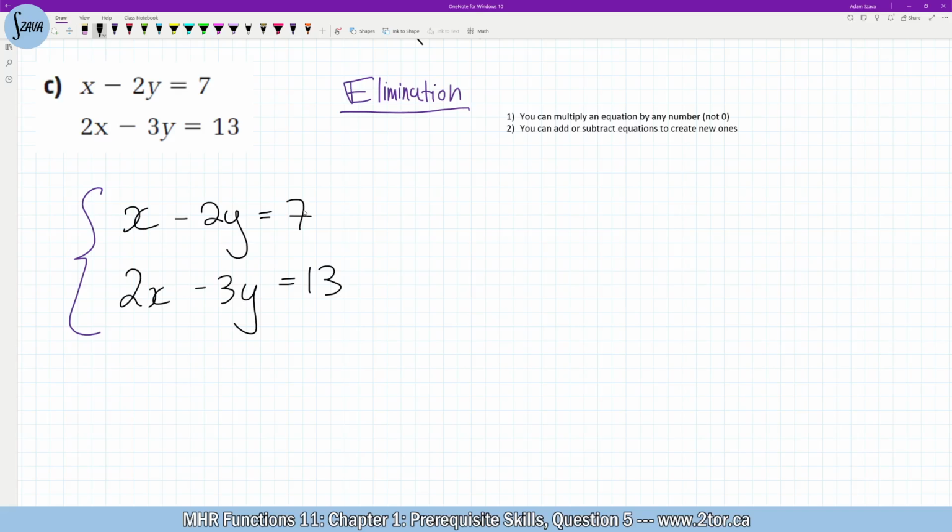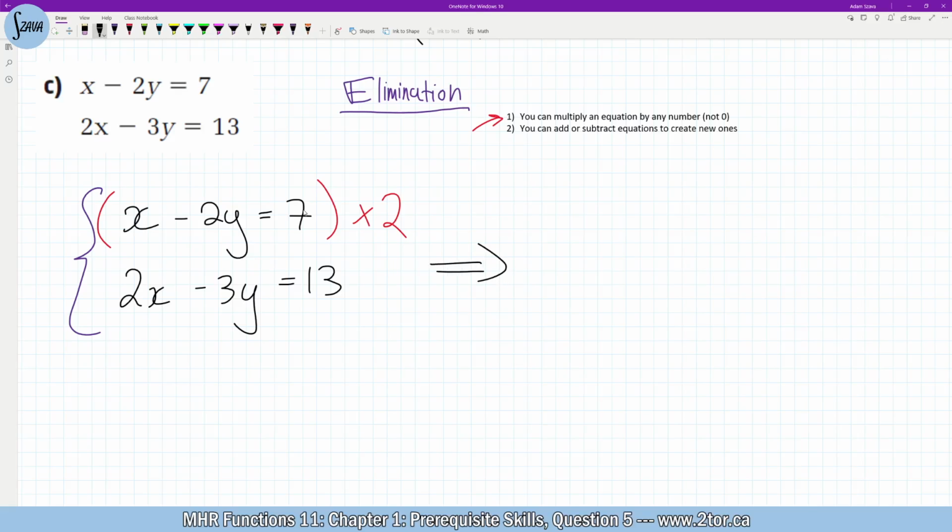For the elimination method, what you want is to choose what variable you're going to eliminate. I'm going to choose x to eliminate. And what I want is the number in front of the x variable to be the same in both equations. They're not right now, right? It's a 1x over here and a 2x over here. So I can use rule number 1 and take this row and multiply it by 2.